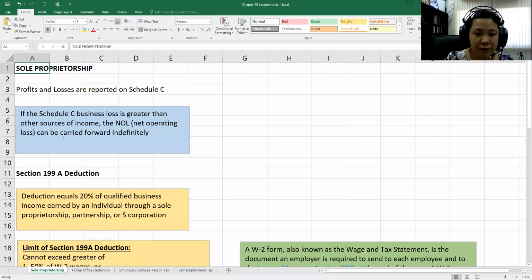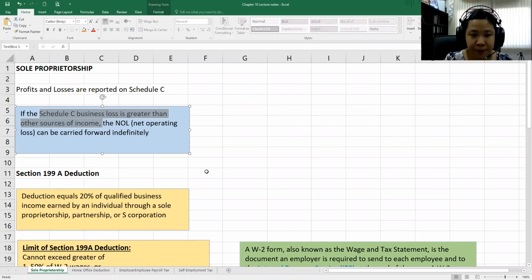Now, if the business loss is greater than other sources of income, in another word, you have more expenses than income, in this case you will have a net operating loss. And this net operating loss can be carried forward indefinitely.